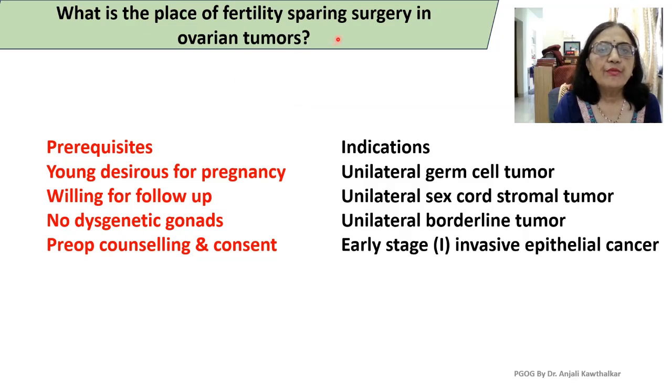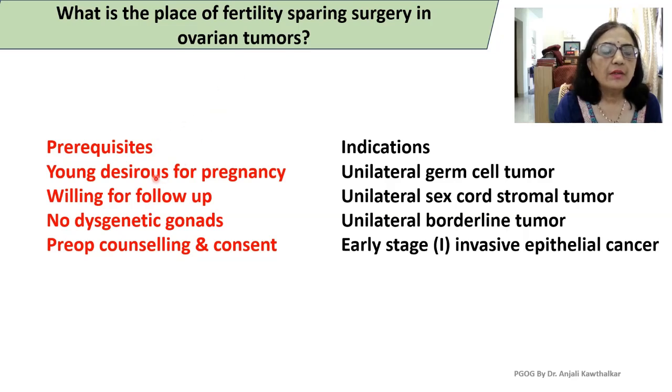What is the place of fertility sparing surgery in ovarian tumors? Now remember, for students, you can get a question on fertility sparing surgery in gynecology as such in your recent advances, so you have to include fertility sparing surgery in ovarian tumors, in prolapse, in fibroid uterus, and so on.